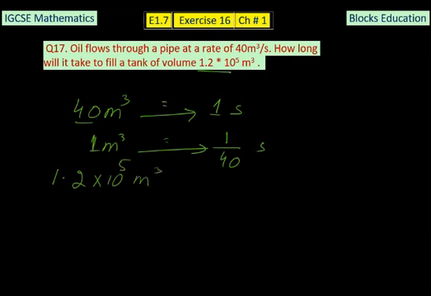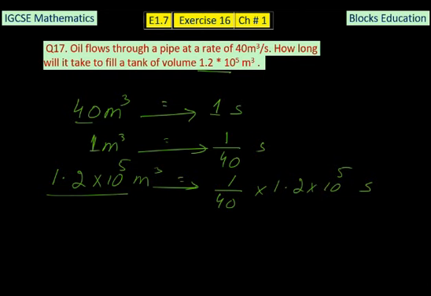See what you did, just consider this arrow as an equal sign. You multiplied this number onto the left, and as in an equation, if you multiply some number onto the left side, you have to multiply the same number onto the right side. So 1 over 40 is already there, and you are multiplying 1.2 times 10 raised to the power 5. So this is the number of seconds it will take to fill this capacity.